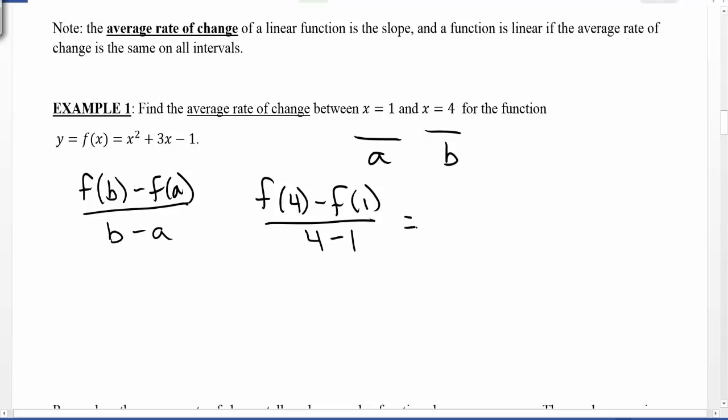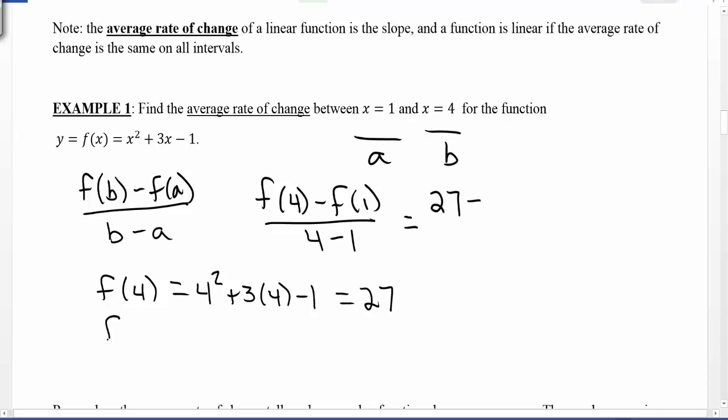Now, since I don't have a graph here, I'm going to be finding my y values by plugging my x values into my function. So here when I plug in a 4, I'm going to have 4 squared plus 3 times 4 minus 1. So when I crunch that number, I'm going to get 27. So that's my y value up in the top.